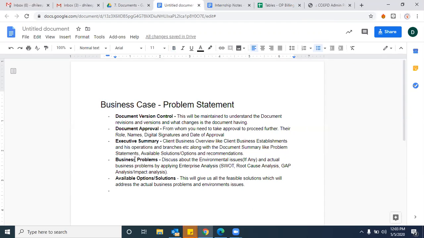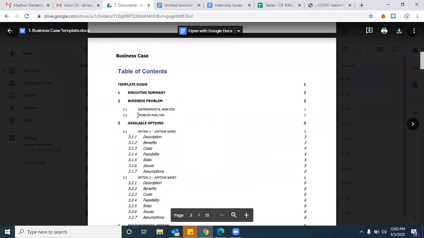Okay, so the business problems will be discussing the environmental issues, if any, and along with that the actual business problems by applying this enterprise analysis, such as root cause analysis or SWOT or gap. All these analyses will come into picture right here. By applying this enterprise analysis, we need to identify actual business problems. Those business problems we will discuss here in this problem analysis.